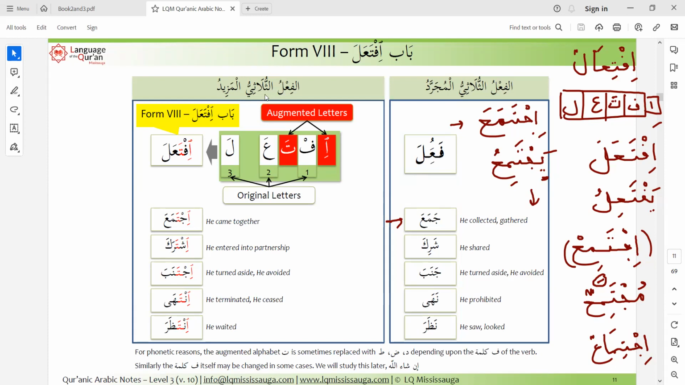I'm asking the isnad of amr. Ishtarik, ishtarika, ishtariku, ishtariki, ishtarika, and ishtarikna. And ismul fa'il is mushtarik. And ismul maf'ul is mushtarak. Even this word is used, mushtarak.